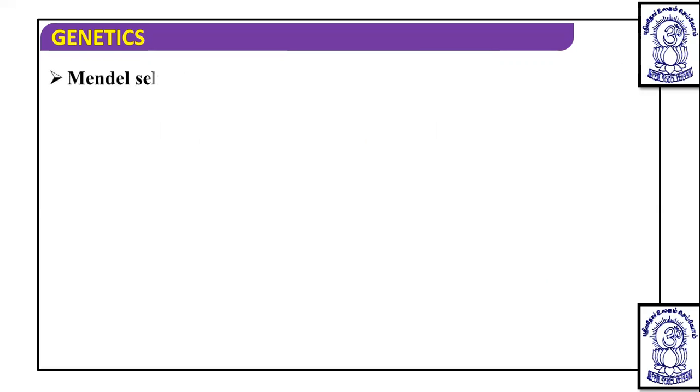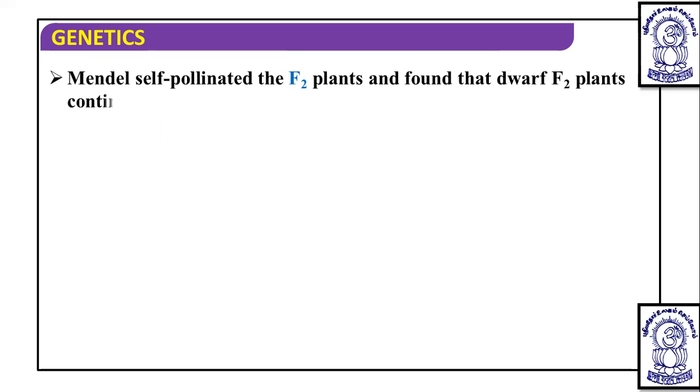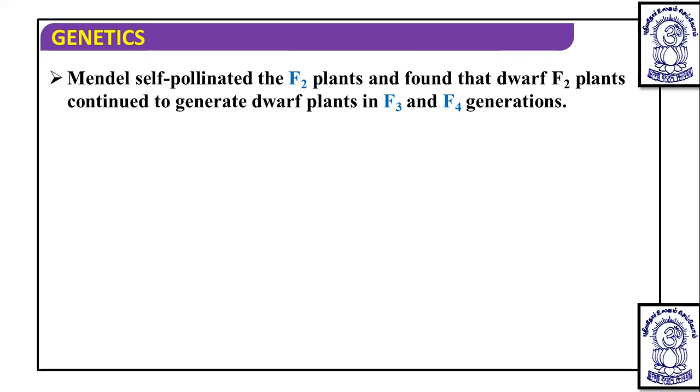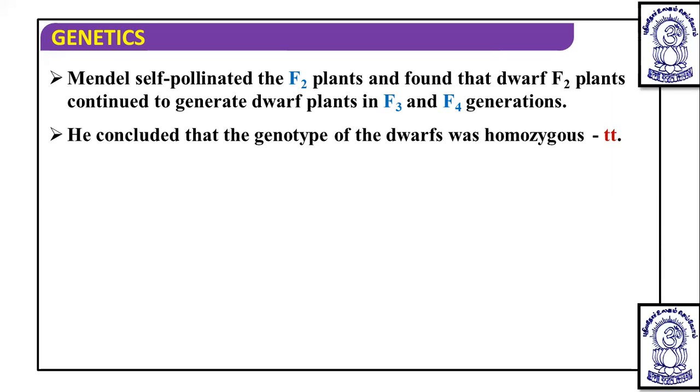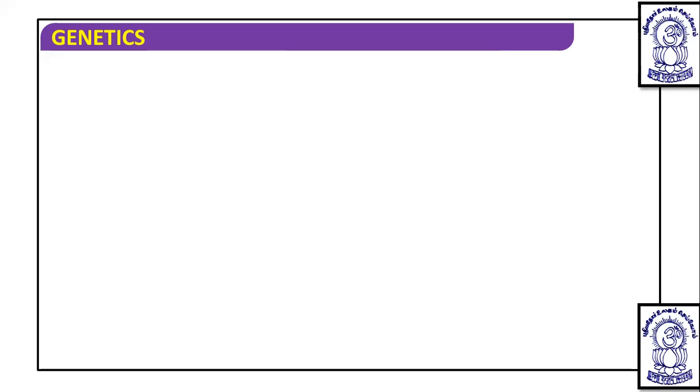Okay. Now, Mendel self-pollinated the F2 plants and found that the dwarf F2 plants continued to generate dwarf plants in the F3 and F4 generations. So we have just understood the F1 and F2 generations. If fertilization occurs in the F2 generation, how are they going to produce the F3 generation, and from F3 how are they going to produce the F4 generation? That we have to understand clearly, and to understand that, we will make a cross. He concluded that the genotype of dwarf is homozygous recessive.